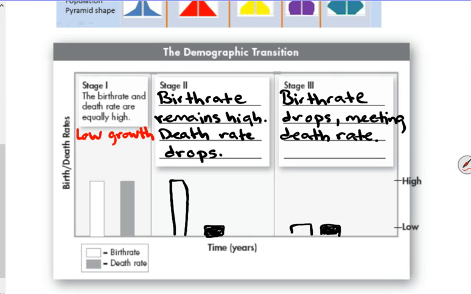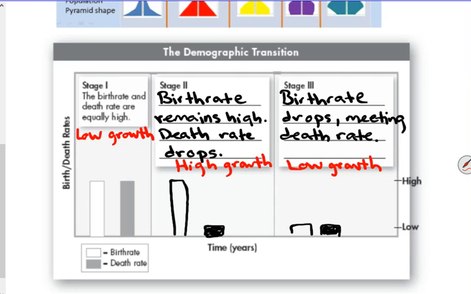Okay, what happens in the middle? You have a bunch of people being born still. Birth rate is high, but death rate drops. So in stage 2, you have a period of high growth, exponential growth. All right, and then in stage 3, you're back to low growth. The population has stabilized. So those are 3 stages of the demographic transition, and you need to be able to recognize the characteristics of each.